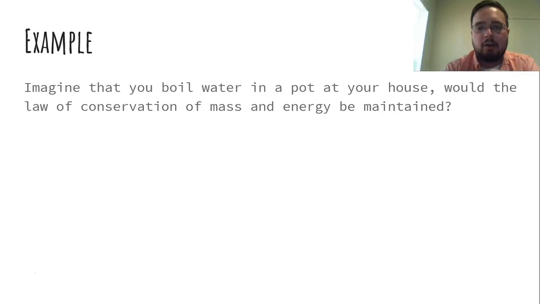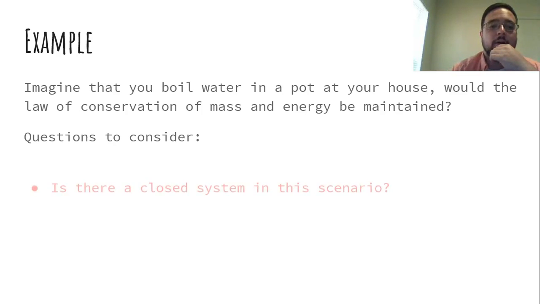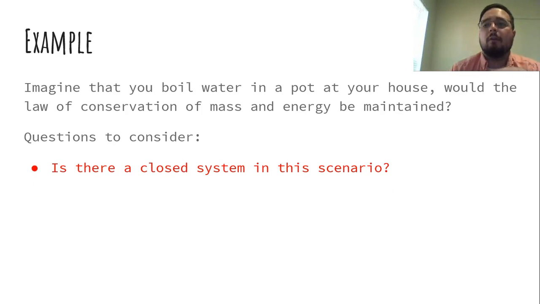Help visualize what's going on here. And then also start considering a couple of questions. Some questions I would consider, maybe a little bit different from what you would consider, is there a closed system in the scenario? Can you define your house as a closed system? Can you define your kitchen as a closed system? So on and so forth. It depends on how you would set this up.